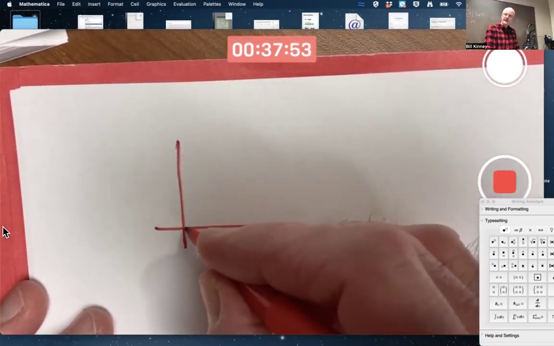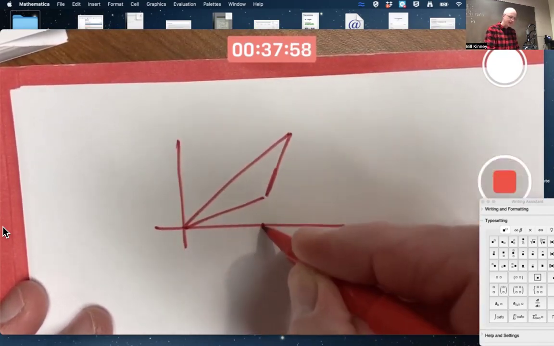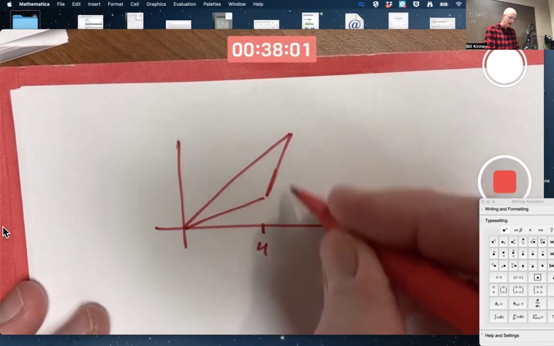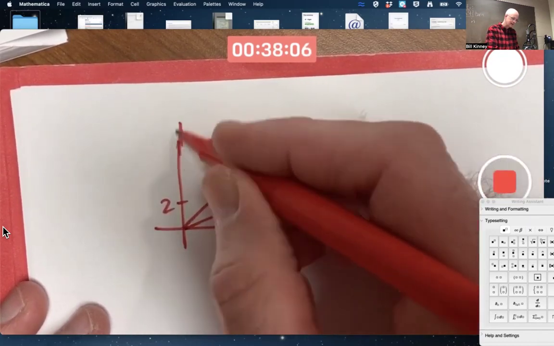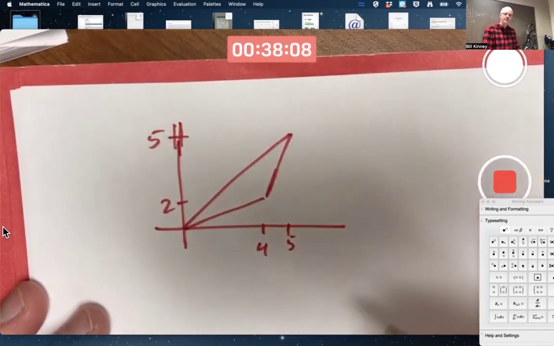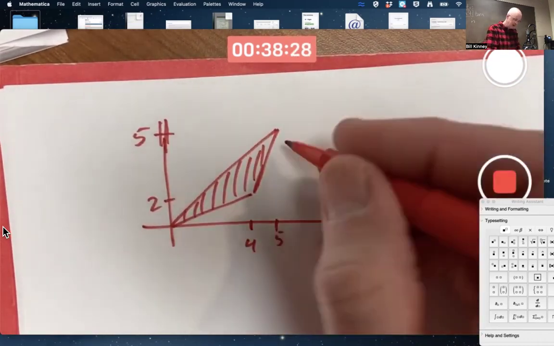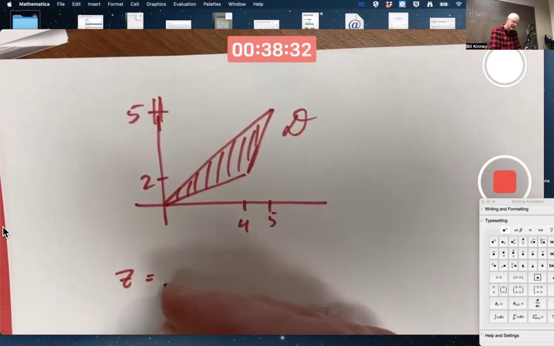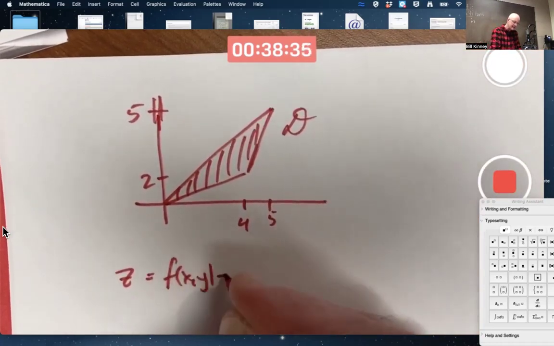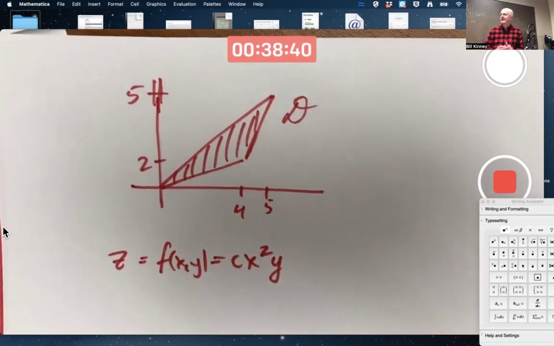Oh, let's make it kind of tricky to end class today. Let's say it's a triangle that looks like this. Let's say this is 4 and this is 5. This is 2 and this is 5. Let's say that's our domain. This is our D. And I'd once again like to take this function, f of xy equals c times x squared times y, and make it a probability density function, a PDF, over this domain.